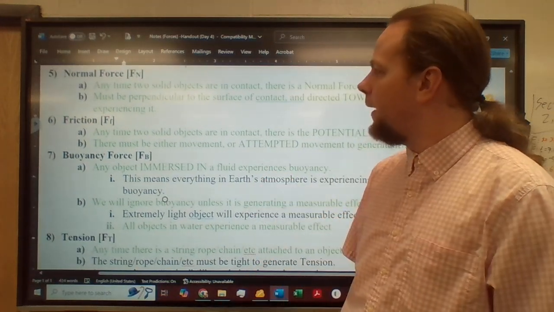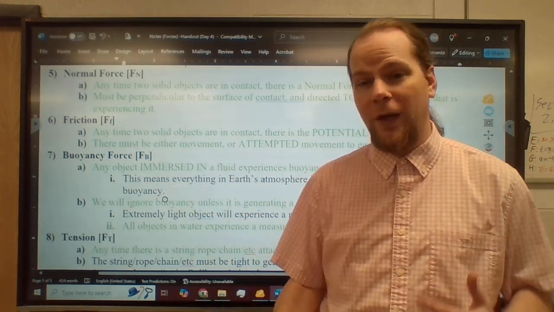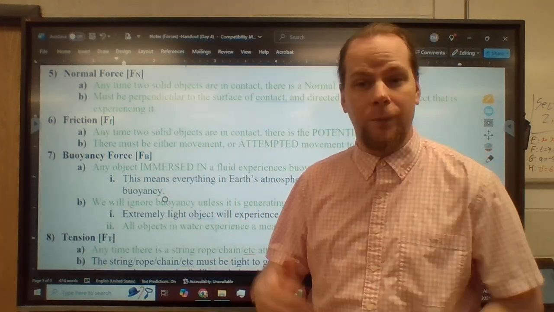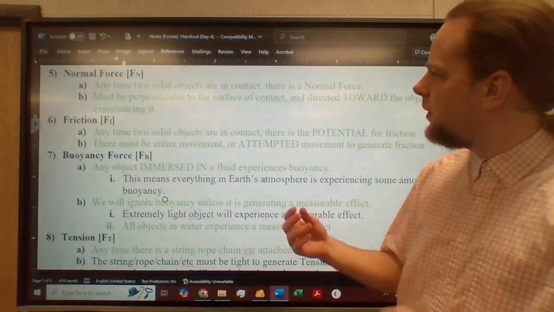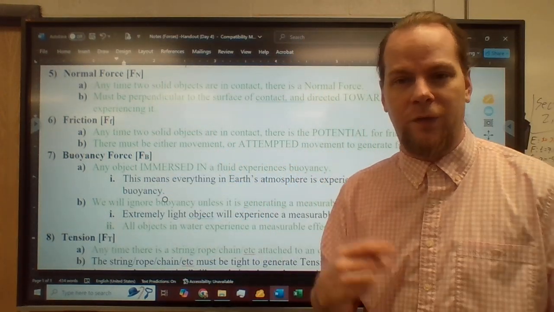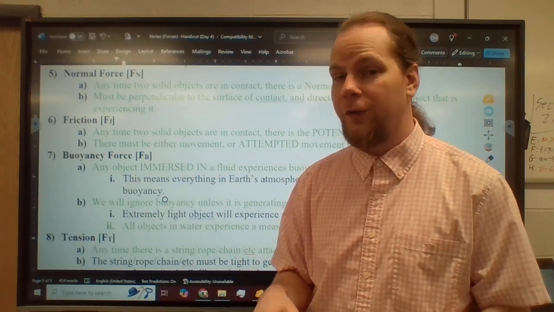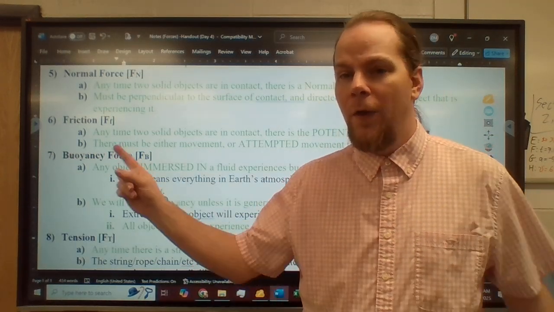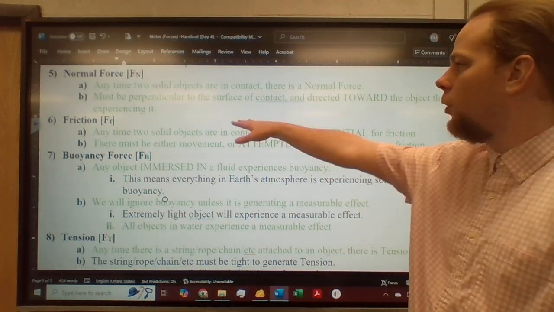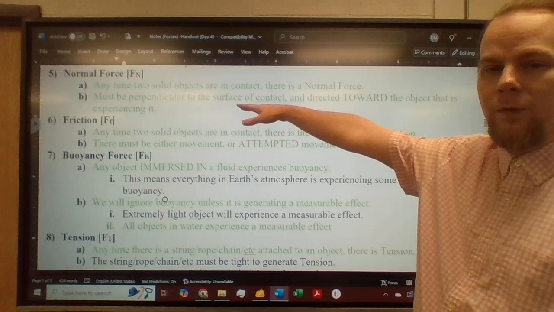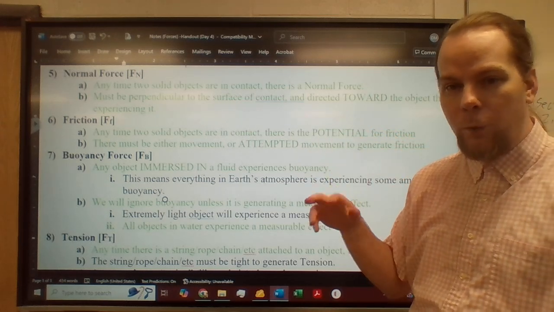Okay, then we have our 5 contact forces that we talked about. This is what we've actually been drawing free body diagrams for, so I'm going to go through these a little faster. Normal force, anytime you have 2 solid objects in contact. Water does not count here. Ice does. Water does not. It has to be 2 solids. Okay, there is a normal force. That normal force is perpendicular to the surface of contact and must be directed toward the thing that we're discussing.